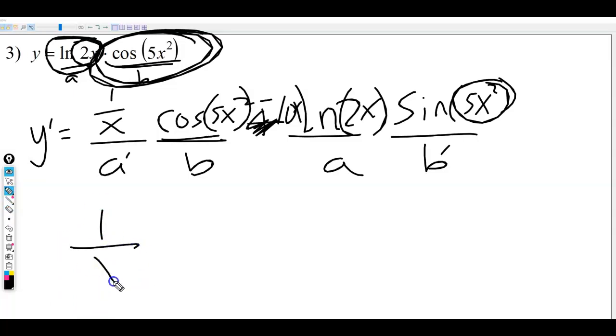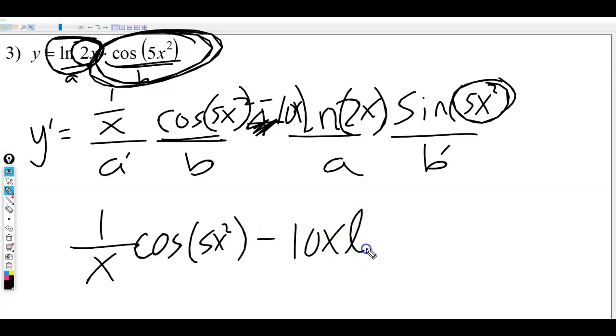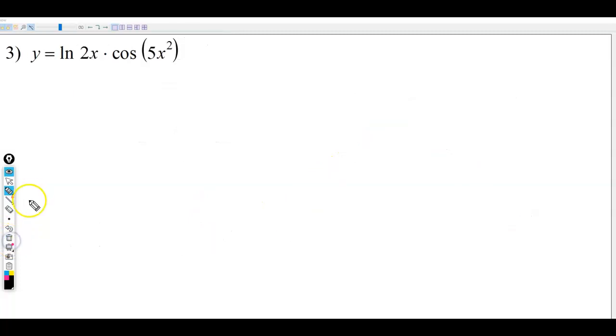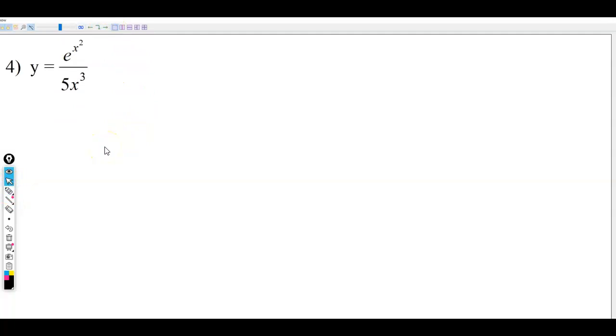We have 1 over x cosine of 5x squared minus 10x ln of 2x sine of 5x squared. So we had a lot going on there. We had power rule, we had product rule, we had derivatives of logs, and we had derivatives of trig functions, all kinds of things. So a lot going on in that particular problem. Let's move on to another one here. So this one's main point is to demonstrate the quotient rule. I think you guys all remember that one pretty good, actually.